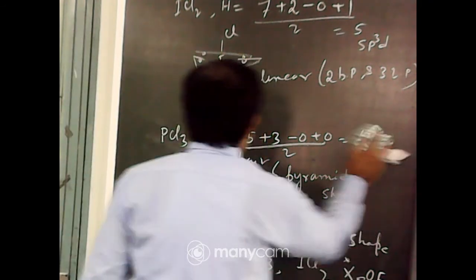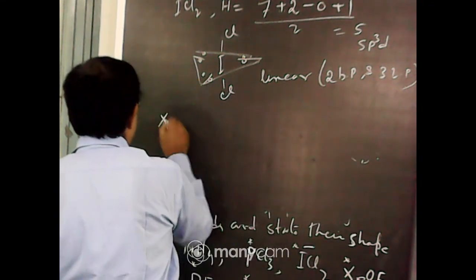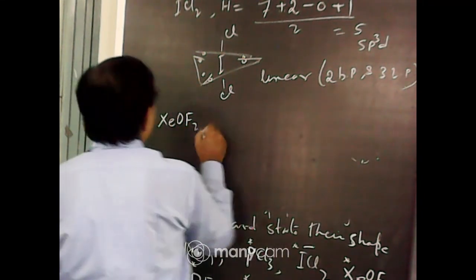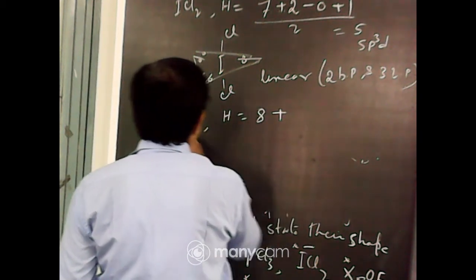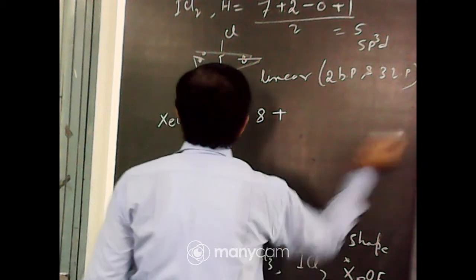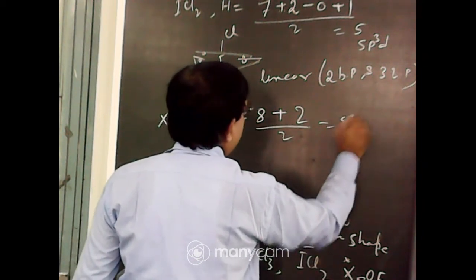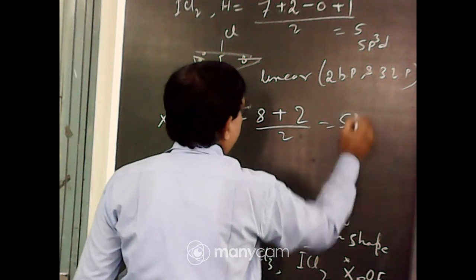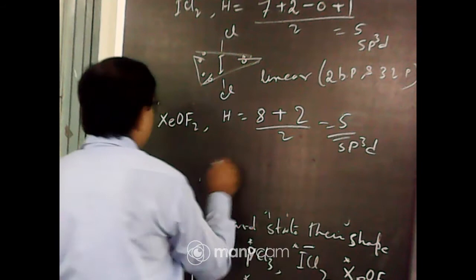Next, XeOF2. What will be the hybridization? Xenon has valence electrons 8. Oxygen you don't count because it is a divalent element. You count the fluorine, divided by 2. That is 5. 5 means sp3d. How many bond pairs?